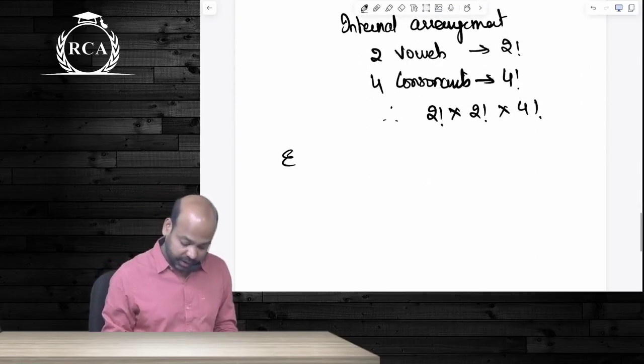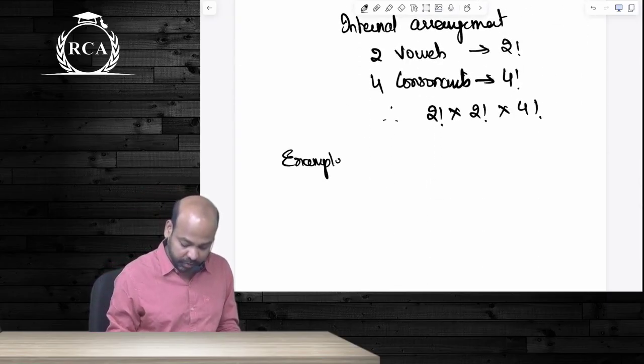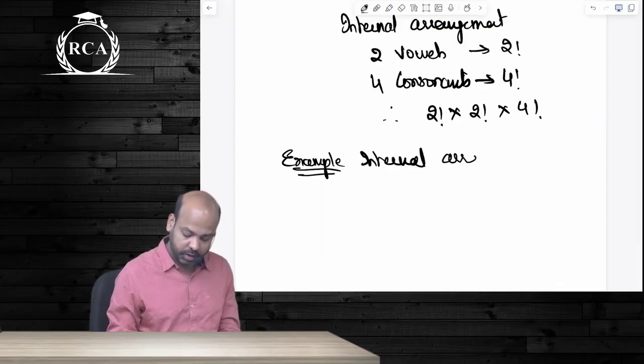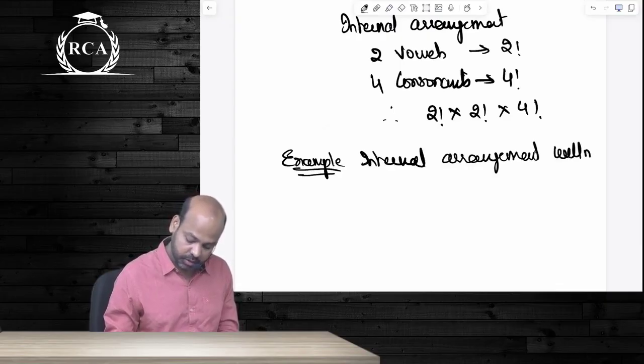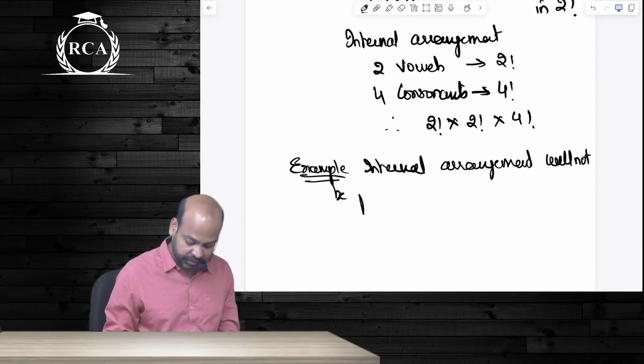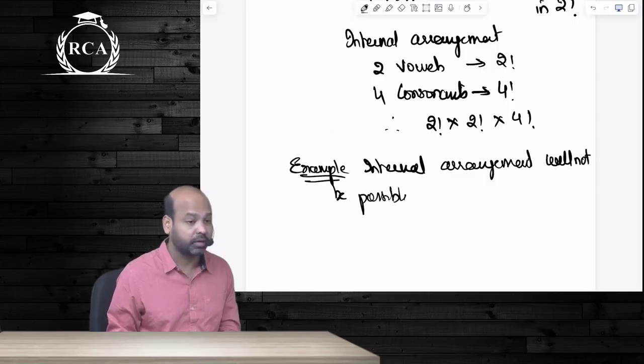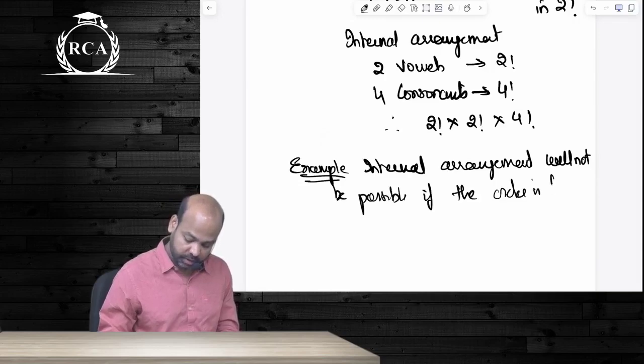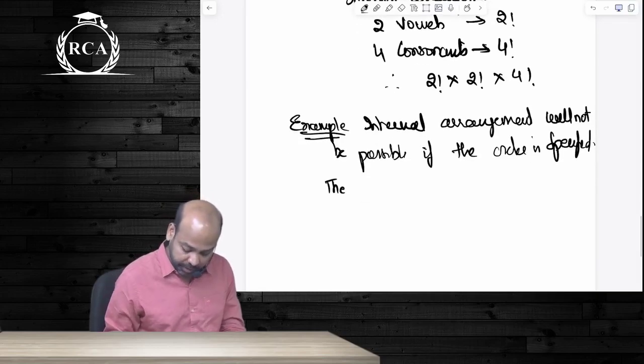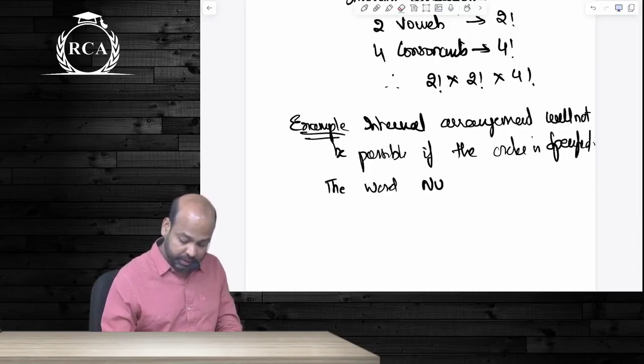Next, guys, internal arrangement will not be possible if the order is specified in which they should come together. Yes, if the order is specified. Say for example, guys, the word NUMB, N-U-M-B, the word NUMB beta should be present.